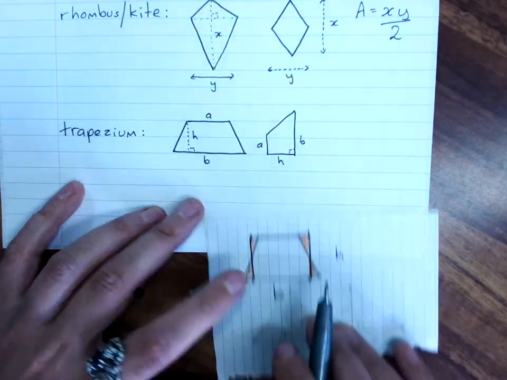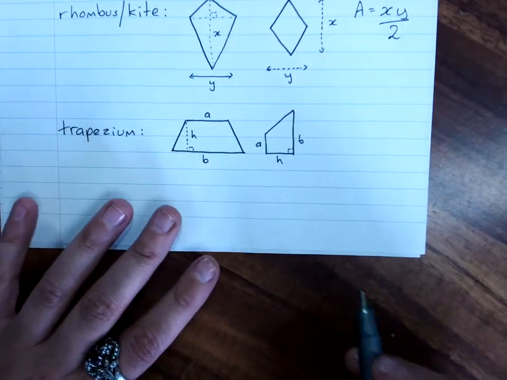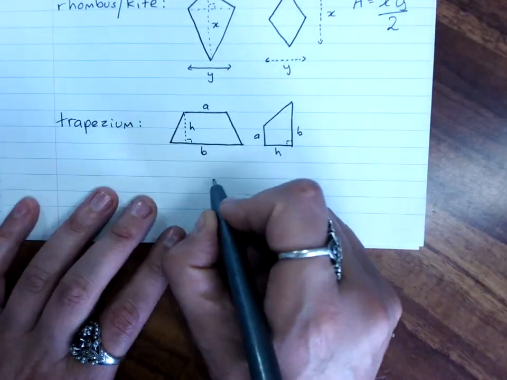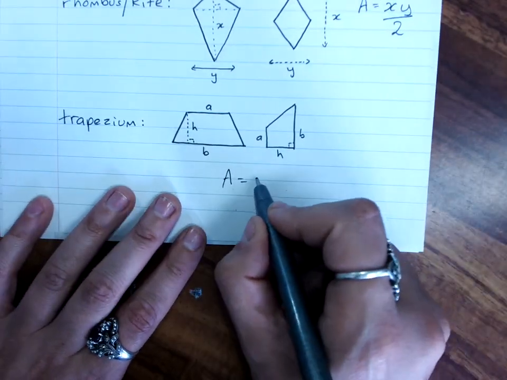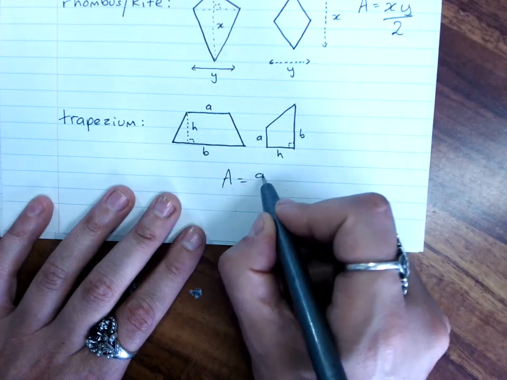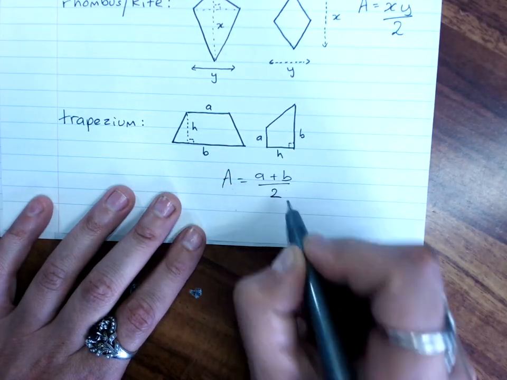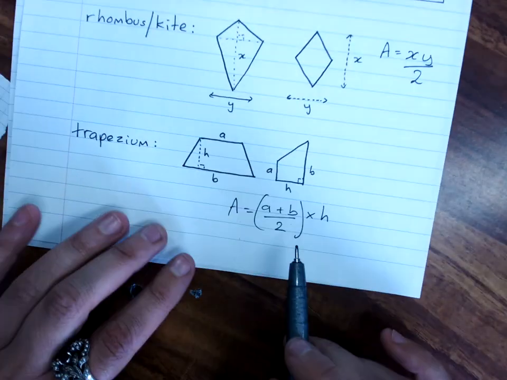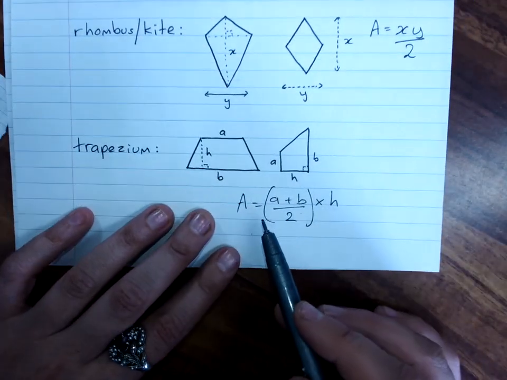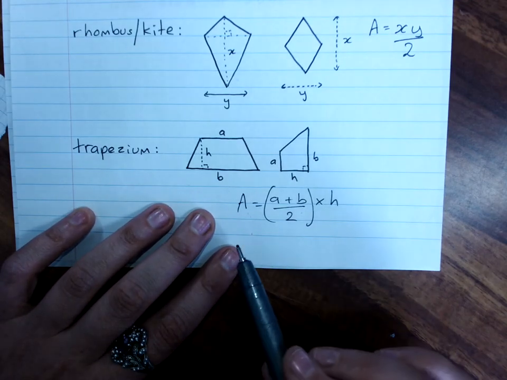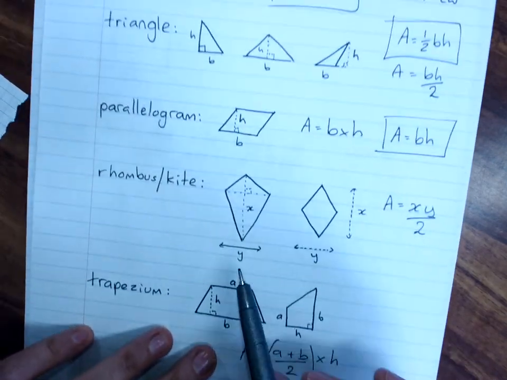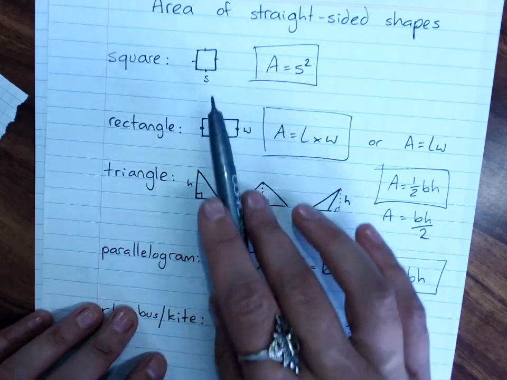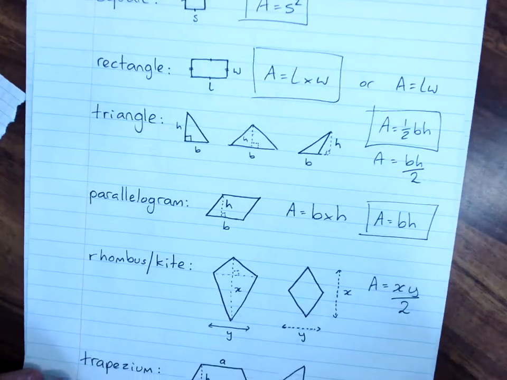same area. And so my formula for the trapezium averages the two parallel sides, A and B, A plus B divided by 2, and then multiply that by the height. So it's just making it into a rectangle and finding the area that way. So all of these formulas come back to the rectangle and square.